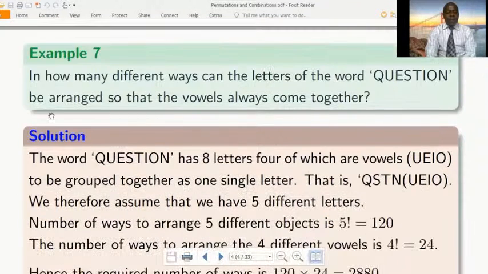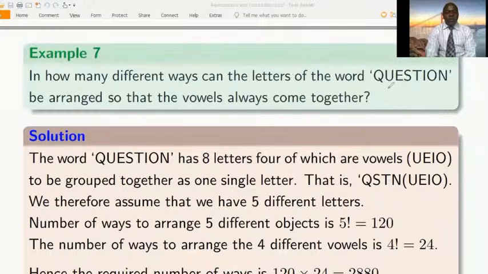Now, we have this other question: in how many different ways can the letters of the word question be arranged so that the vowels always come together? So we have these letters here, the letters of the word question, that is Q, U, E, S, T, I, O, N. We want to arrange these letters so that the vowels will always be together. So the question is, in how many ways can this be done?